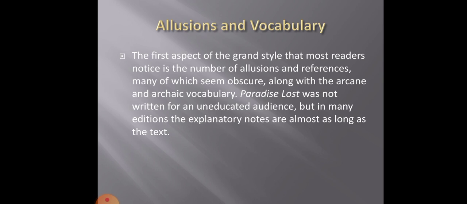Next important element is allusions and vocabulary. The first aspect of the grand style that most readers notice is the number of allusions and references, many of which seem obscure, with an arcane and archaic vocabulary. Paradise Lost was not written for an uneducated audience, but in many editions, the explanatory notes are almost as long as the text. So it has a lot there to be explained, to be presented, to be told there.